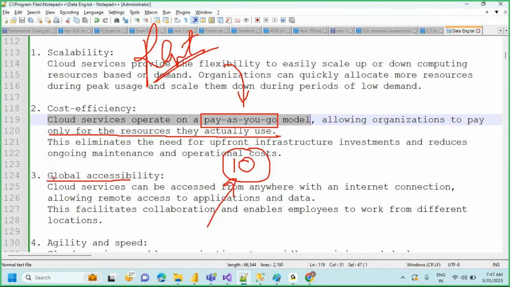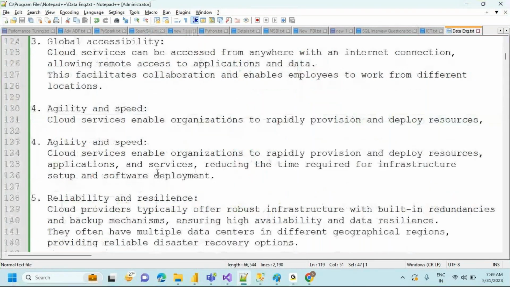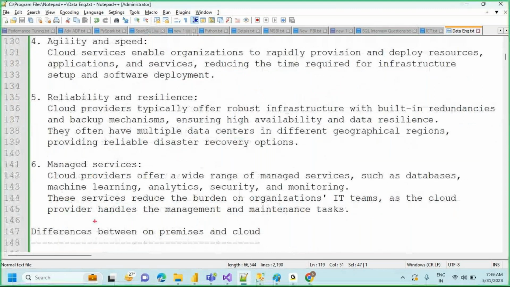And then global accessibility. You can access your database from wherever you want to access it. Cloud services can be accessed from anywhere with an internet connection, allowing remote access to the applications and data. So you can access this particular database from anywhere. So this is going to have global accessibility. And a few features are there that I'm just going to take you through. Definitely they're going to be helpful to you to talk about why we need to go for cloud systems.